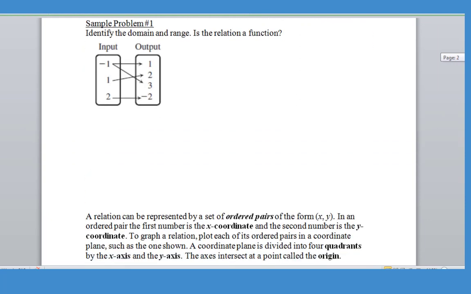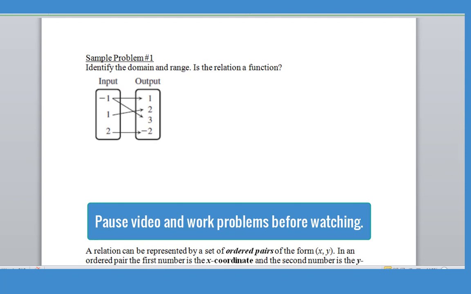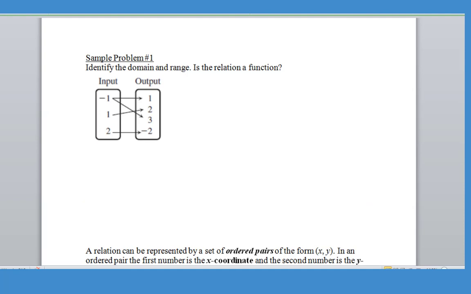We look at sample problem number 1 here. And sample problem number 1 asks us simply to identify the domain and identify the range and tell whether it's a function or not. And so go ahead and pause the video and see if you can use the previous examples to help you with this. Okay, so let's just simply take a look.